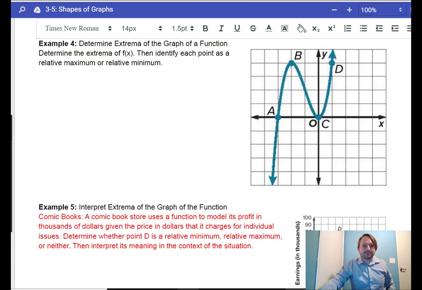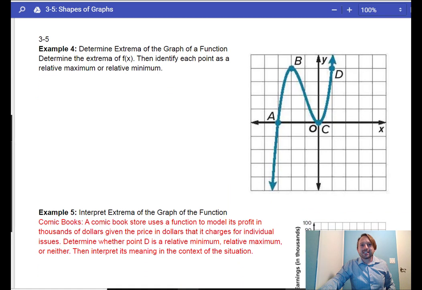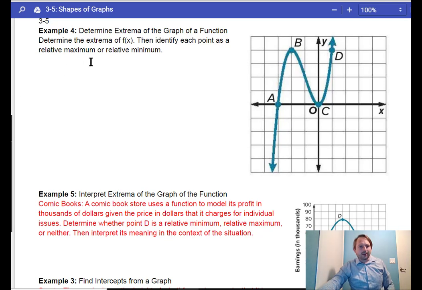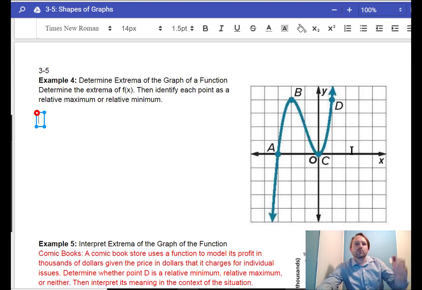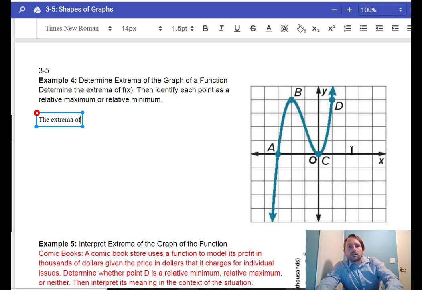So, example 4. It says, determine extrema of the graph of a function. Determine the extrema of f of x, then identify each point as a relative maximum or relative minimum. All right, so let's jump into this. Looking at this, we can determine the extrema of the graph of function f of x are b and c.